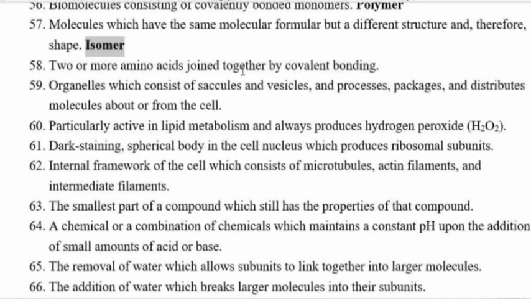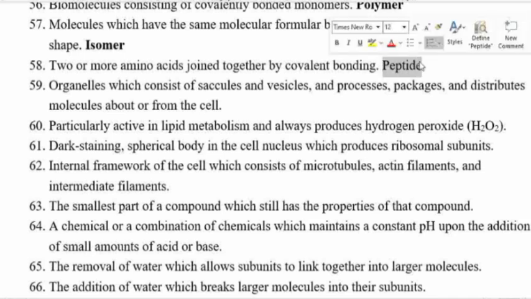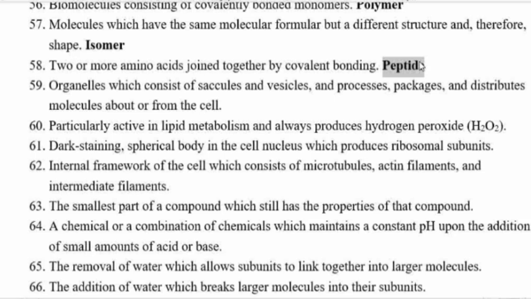Now 58. Two or more amino acids joined together by covalent bonding. What name will you give to such a thing? You will refer to it as peptide. For those who have written an exam like this, if you wrote peptide, you were right. So a peptide consists of two or more amino acids joined together by covalent bonding.